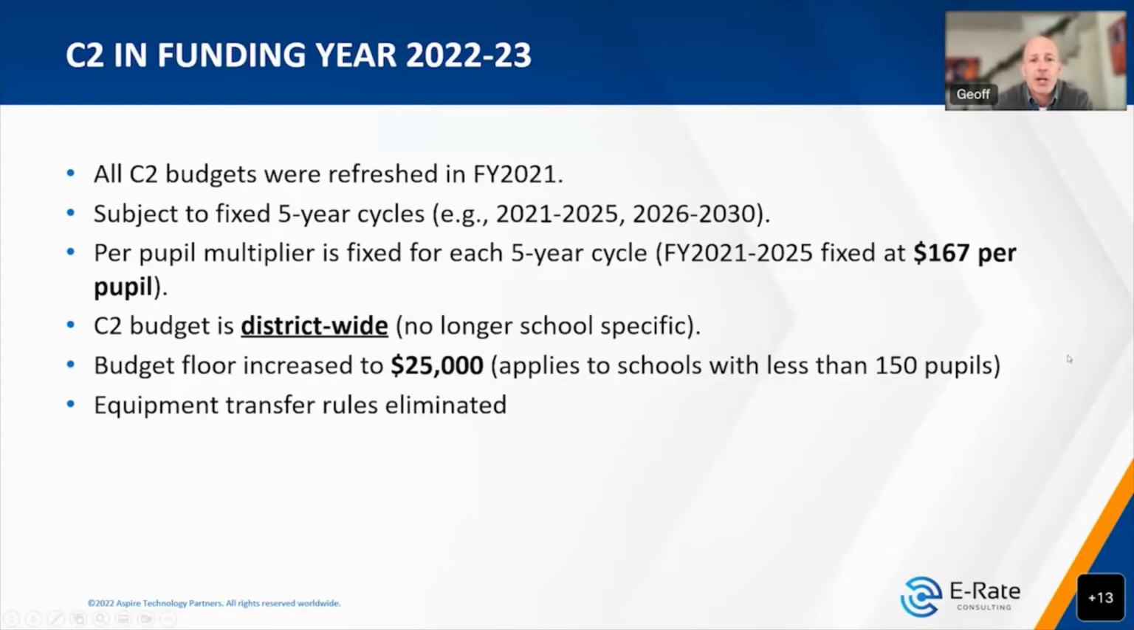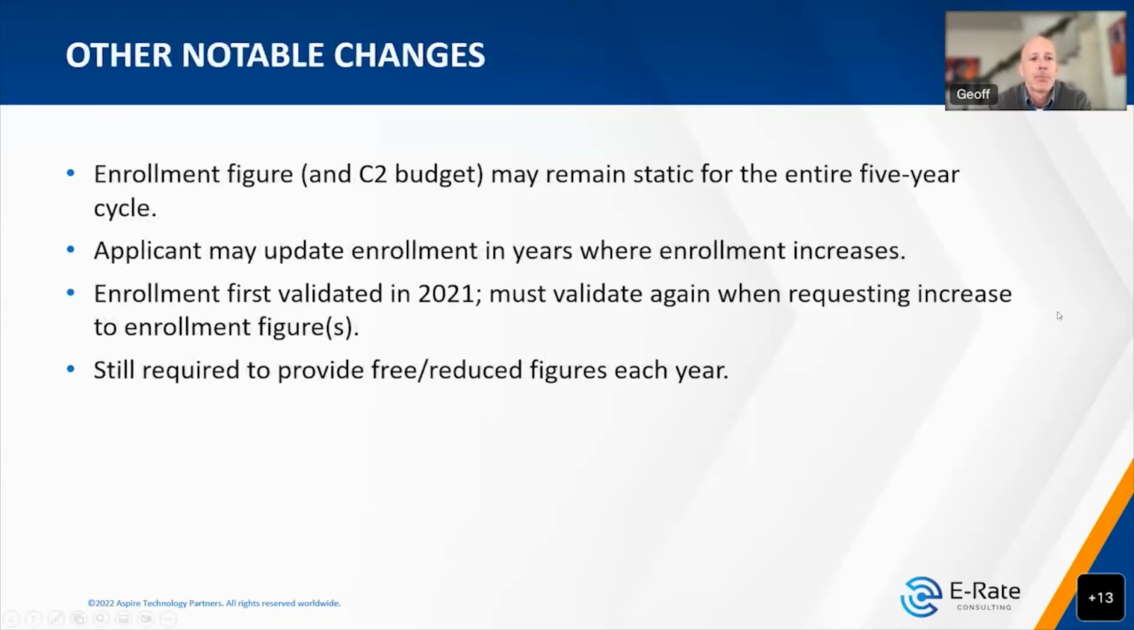For schools with less than 150 pupils, you have a budget floor of $25,000. Previously, it was $9,800. We all know you can't do much in a building for $9,800. So USAC, after the pilot period, realized they needed to up that amount a little bit. And so now small schools have more money available to them. And they eliminated the equipment transfer rules under the previous regulatory framework, because now there's district-wide budgets as opposed to school-specific budgets. So they don't care where you move the equipment within your district.